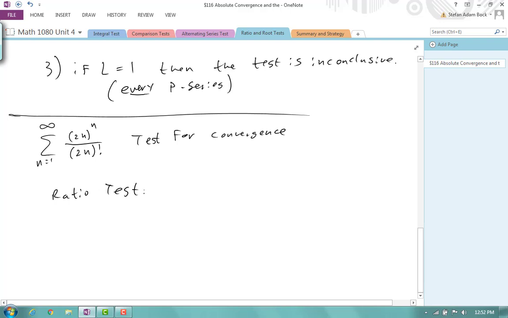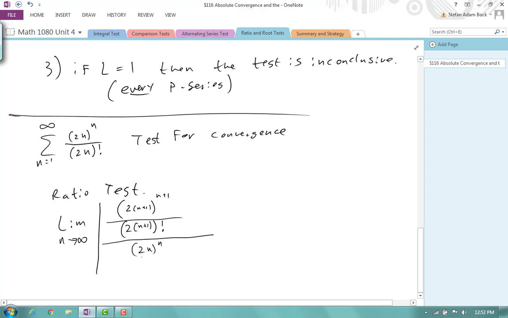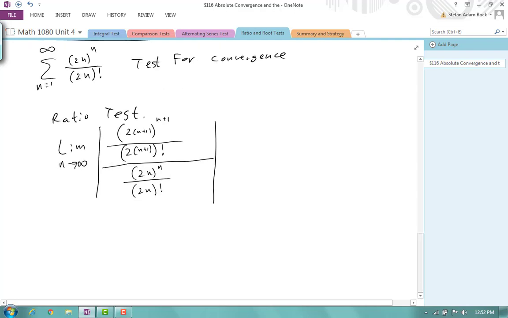So I'm going to use the ratio test, and I'm going to look at, let's see, I need the n plus 1 term divided by the n term. So I want the limit, as n goes to infinity, of the absolute value of 2(n plus 1) raised to the power of n plus 1, divided by 2(n plus 1) factorial, divided by the original term, 2n to the n over 2n factorial. This looks lovely. But let's simplify our fraction.